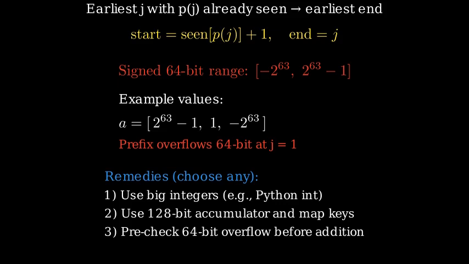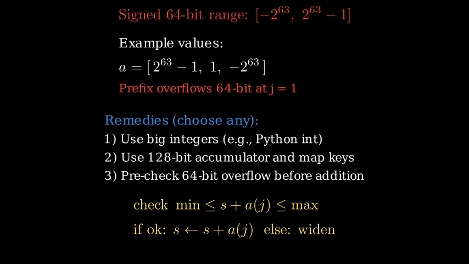Languages with big integers like Python handle this automatically. 2. In C++, accumulate in 128-bit and store keys as 128-bit. 3. If you must remain at 64 bits, check for overflow before s plus equals a of j, and stop or escalate to a wider type. Schematic with guarded addition: the new sum equals old sum plus a of j, but only after we confirm it remains within the valid bounds. If it would overflow, widen the type.